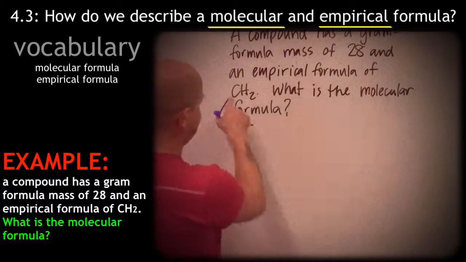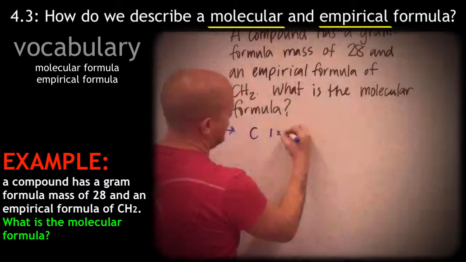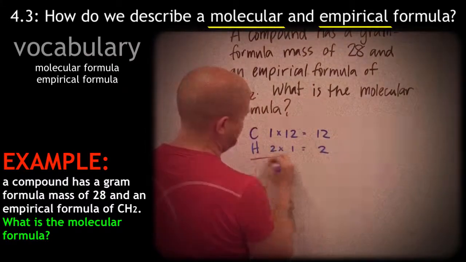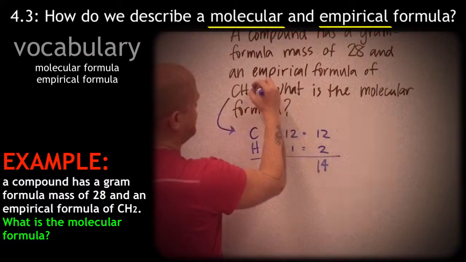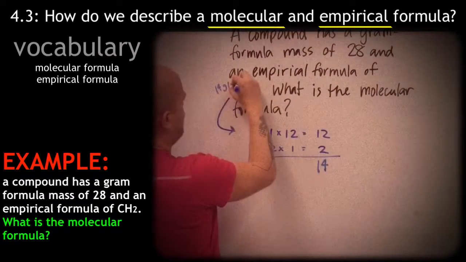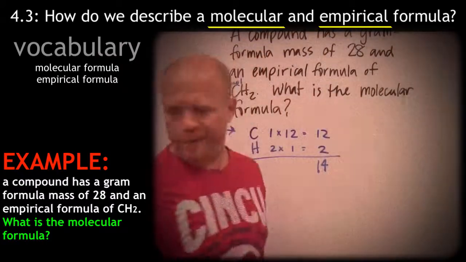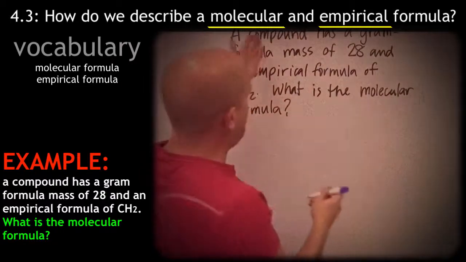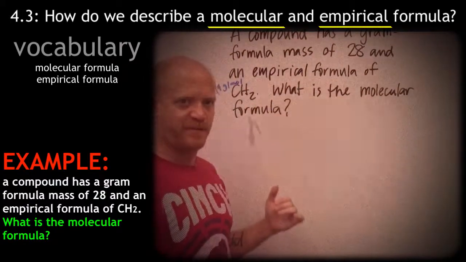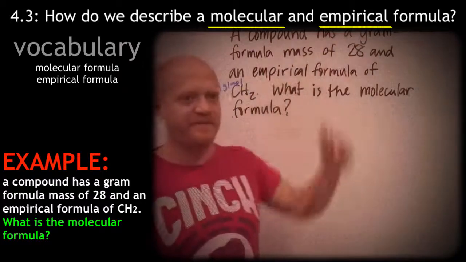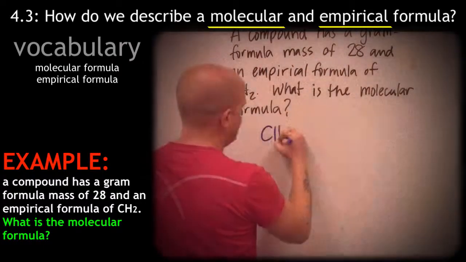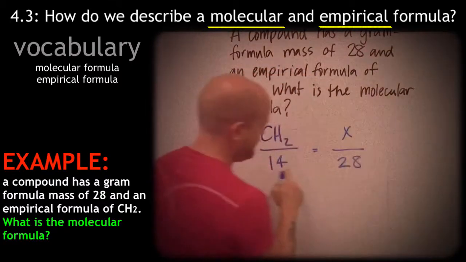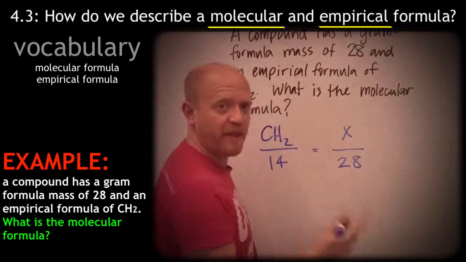The way I do it is I figure out C. We have 1 times 12, that equals 12. H, we have 2 times 1, and that equals 2. So this is 14 grams per mole. CH2 is 14 grams per mole, but my compound has a gram formula mass of 28 grams per mole. How many times does 14 go into 28? So CH2 is 14, and X is 28. To get from 14 to 28, I had to multiply it by 2.